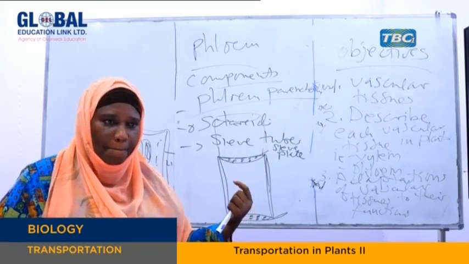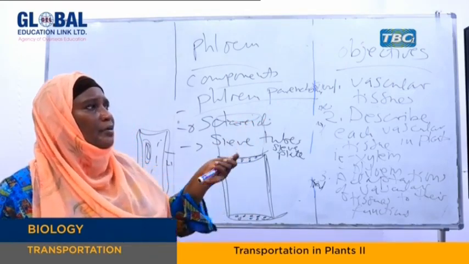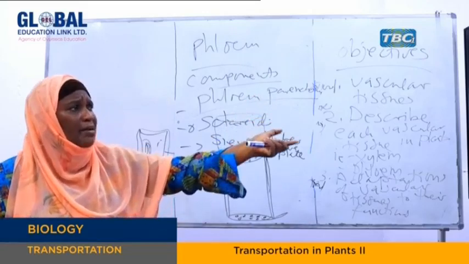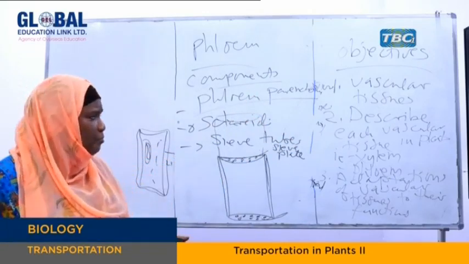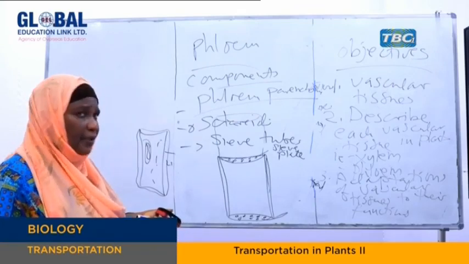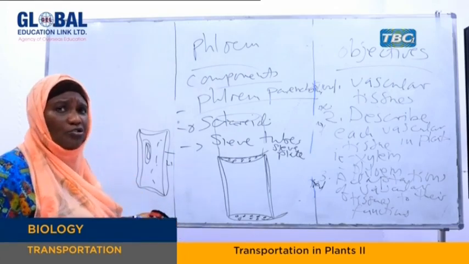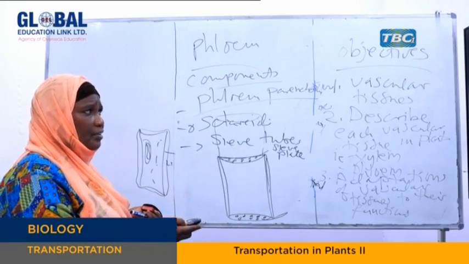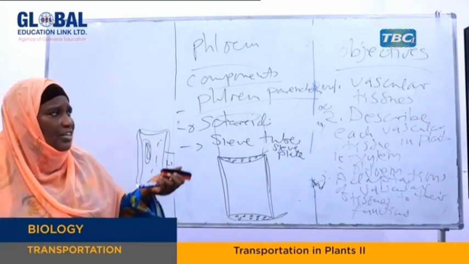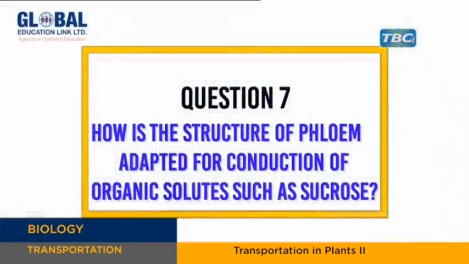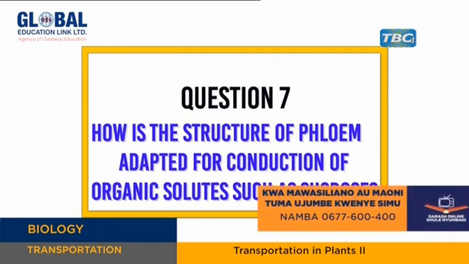You will go and find the diagrams which describe the phloem structure. I think you have understood. Then we go to the last question. Question number 7 says, how is the structure of phloem adapted for conduction of organic solutes such as sucrose?